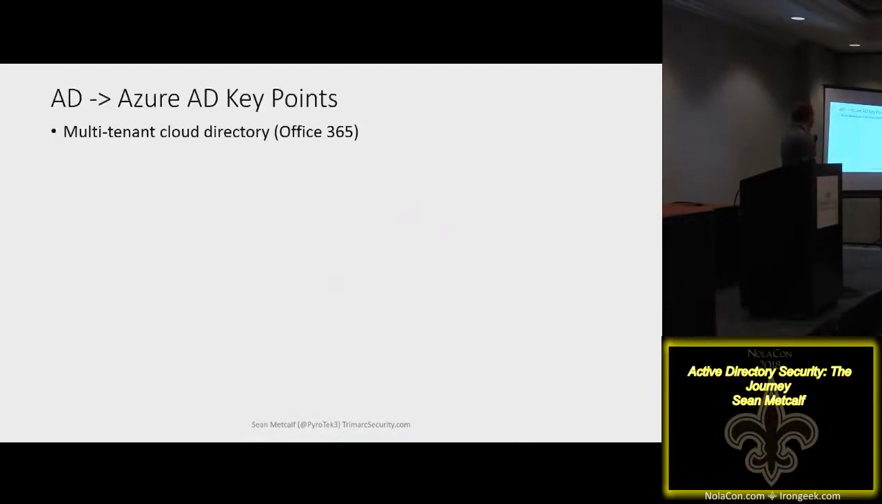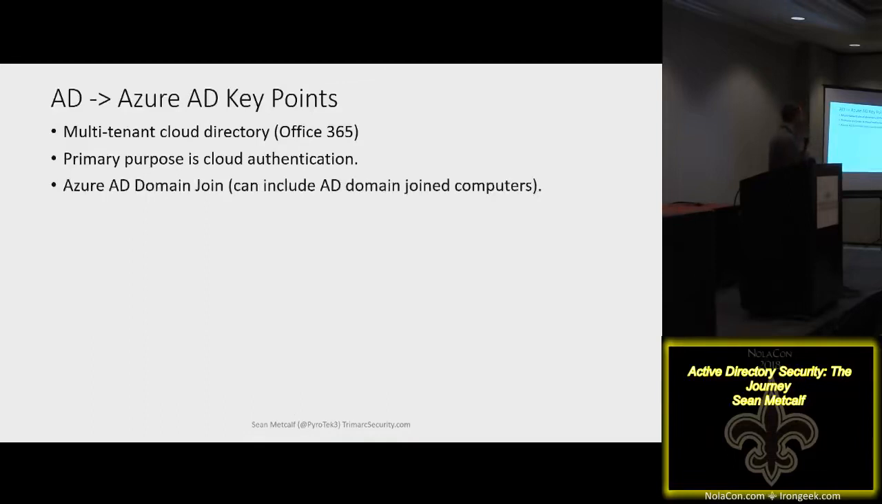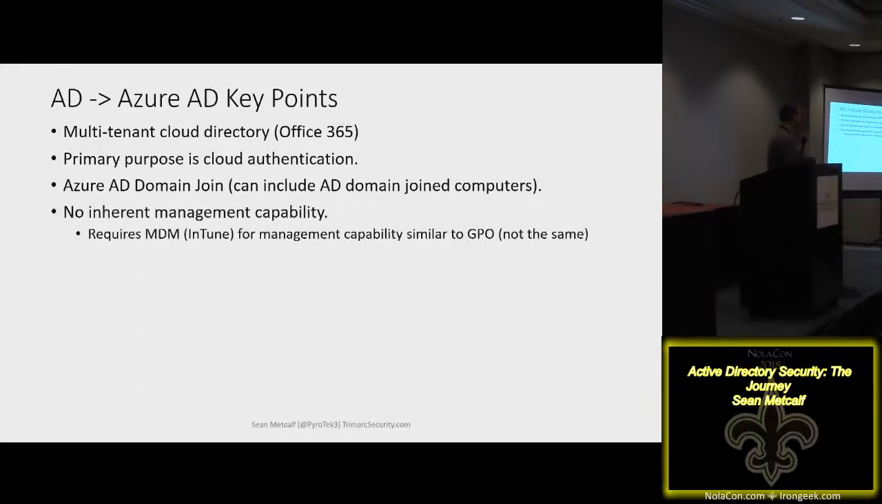And so there's some key points here. Since it's a multi-cloud tenant directory, and its primary purpose is cloud authentication, you can actually join your computers that are joined to your Active Directory domain to Azure AD. And there's better token management of those systems when you're using Office 365. But joining it to Azure AD, once it's joined to your regular AD, or even if you just join it to Azure AD, doesn't mean the same thing. You don't have the same capability. Intune provides management capability, but it's not GPO. It's not group policy. And honestly, it's probably about 50% of what you would expect it to be going from group policy to Intune.